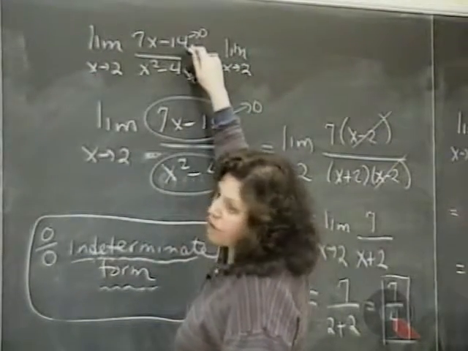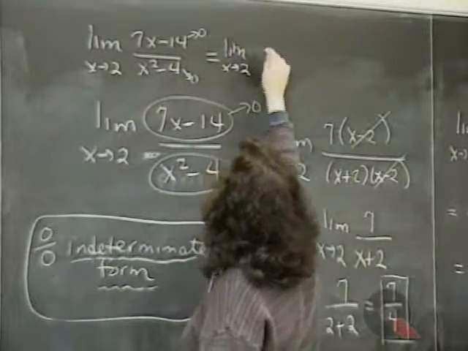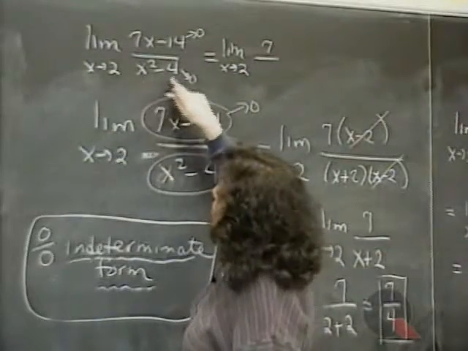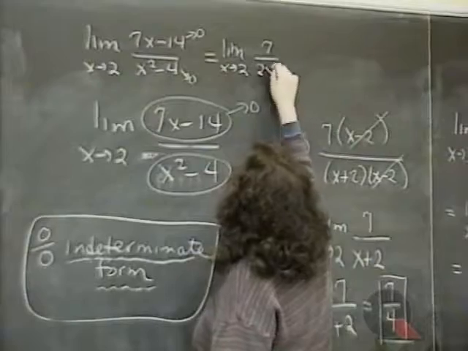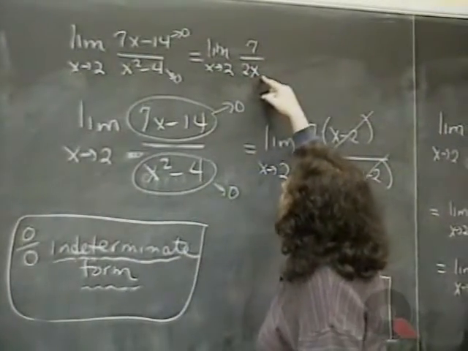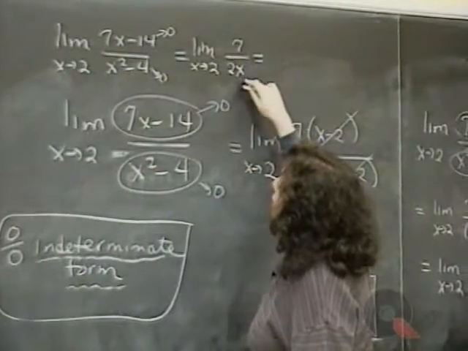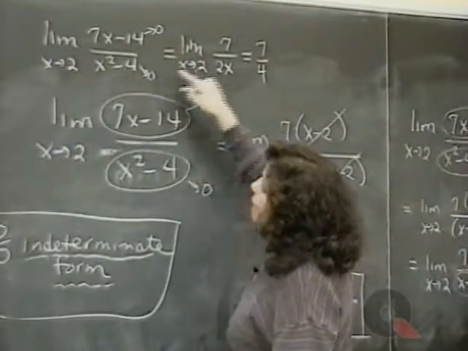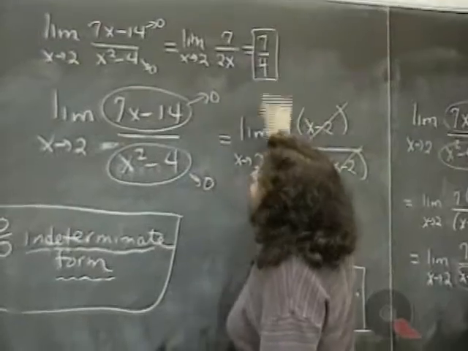problem. Take the derivative of the numerator, the derivative of 7x minus 14 with respect to x, that's 7. Take the derivative of the denominator, x squared minus 4's derivative with respect to x is 2x. And see if you can work out this limit. If you can work out this limit, and of course this particular limit can be evaluated by substitution, we can let x equal 2, we get 7/4. If you can work out this limit, then the original problem has the same limit. This is what L'Hopital's rule says.